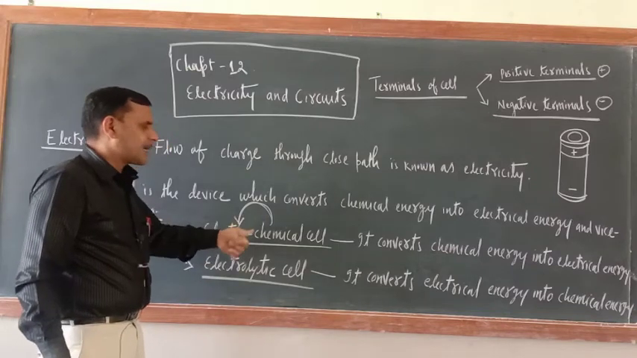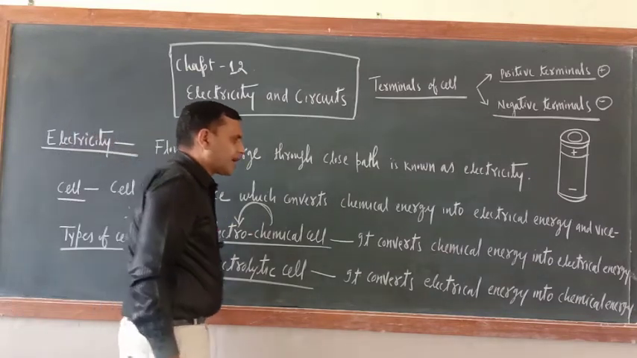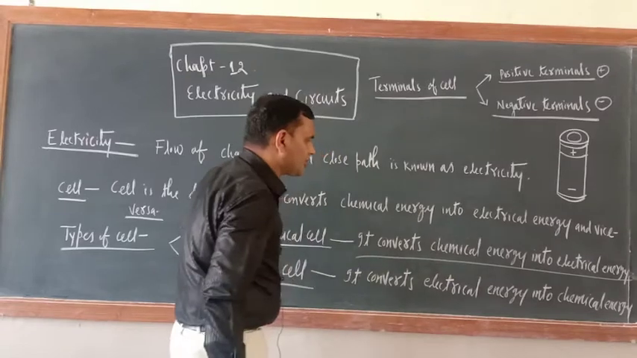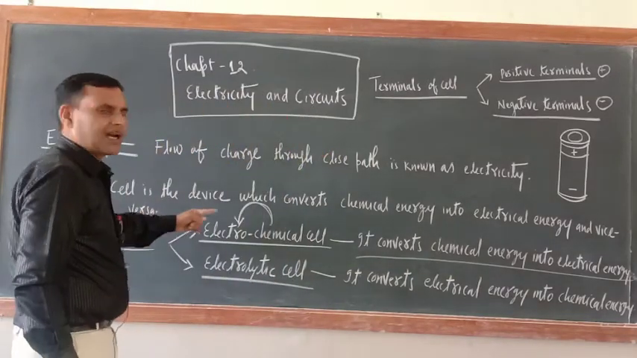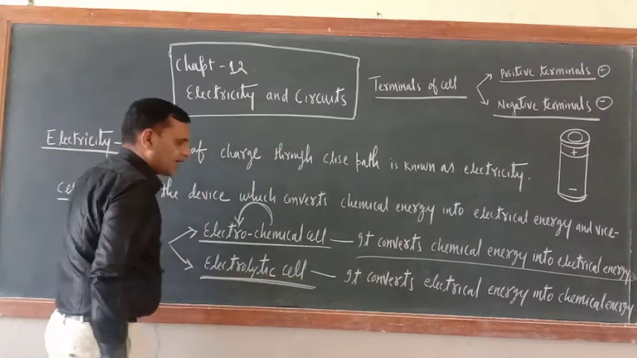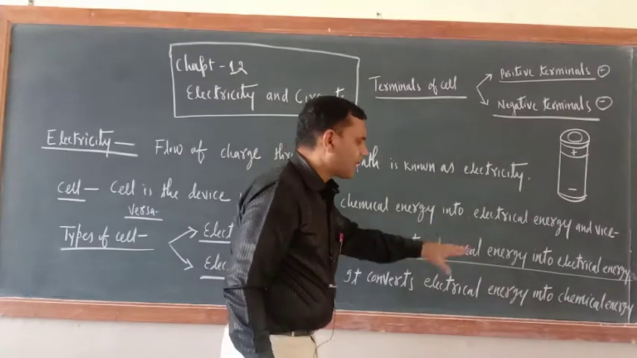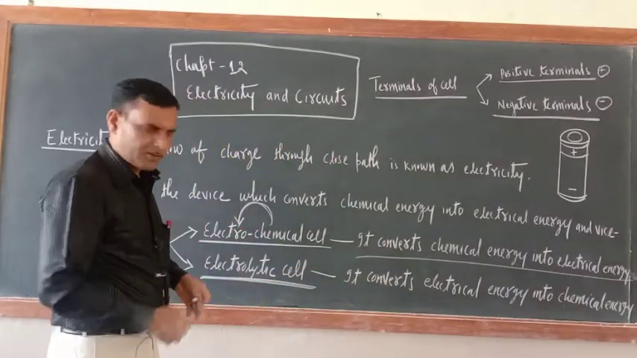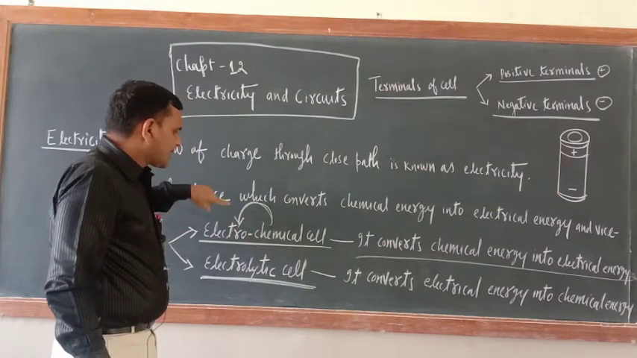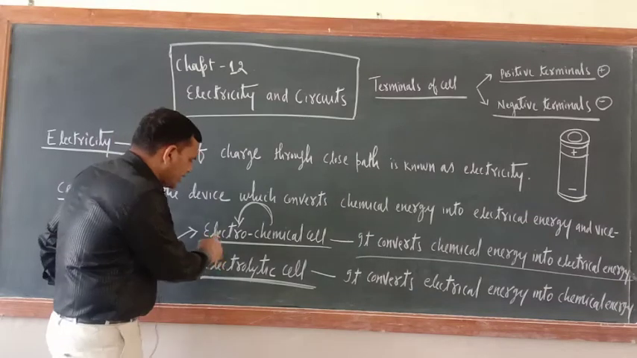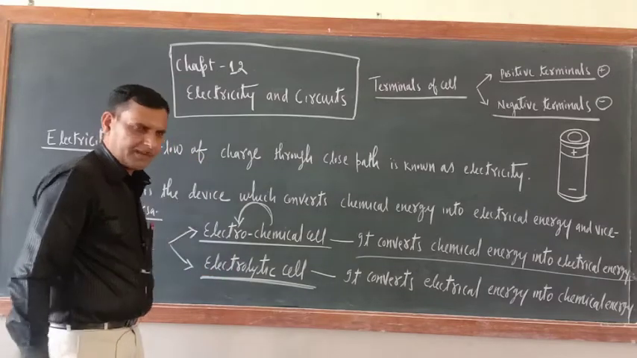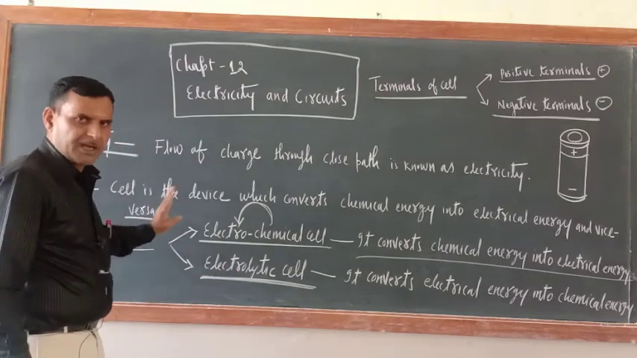So what is an electrochemical cell? It converts chemical energy into electrical energy. That is known as an electrochemical cell. And what is an electrolytic cell? An electrolytic cell converts electrical energy into chemical energy. Vice versa means opposite. One type of cell converts chemical energy into electrical energy, and another cell converts electrical energy into chemical energy. That is the electrolytic cell. I hope you understood the meaning of vice versa.